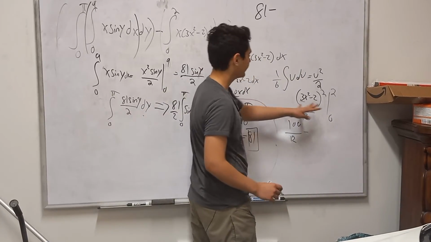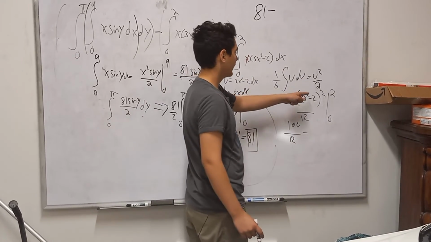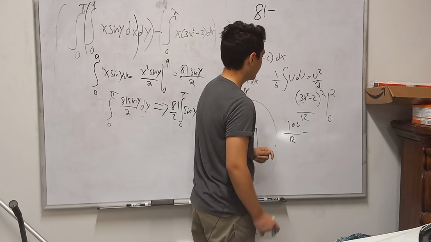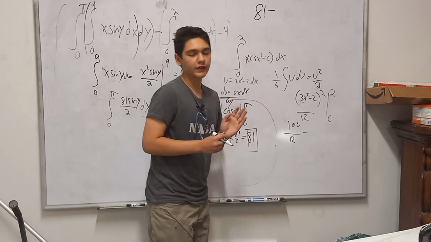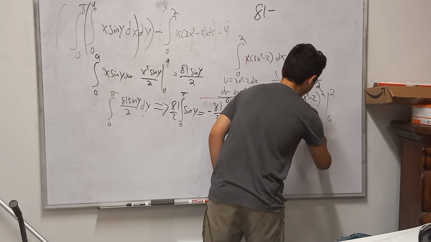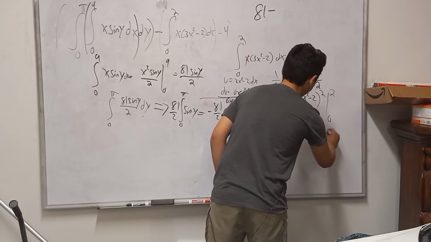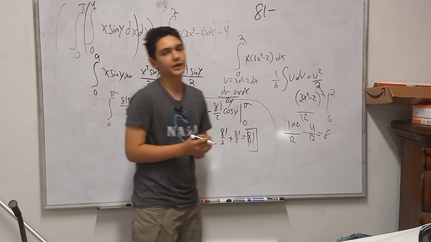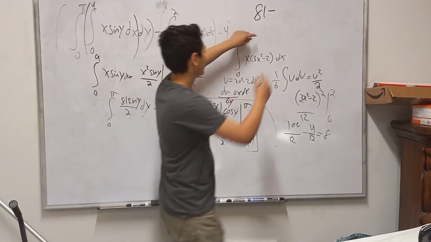Now we plug in 0 in here. 0 squared times 3 is 0, so negative 2 squared is 4, divided by 12. We get 4/12. That'll give us 8. We get 96/12 and just divide it by 8. So let's bring this up here.